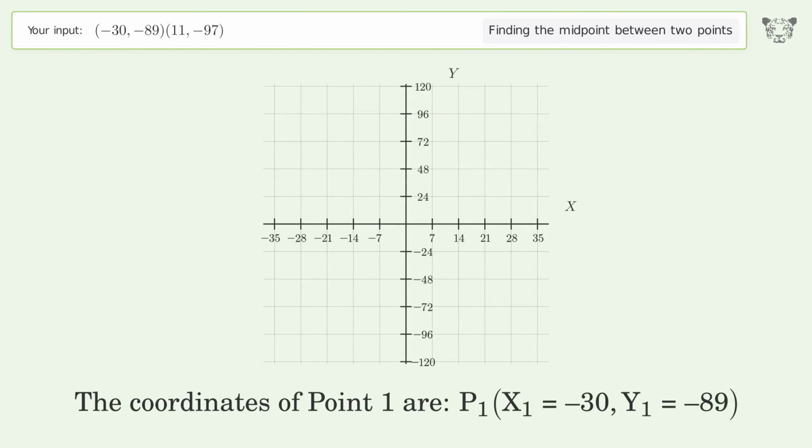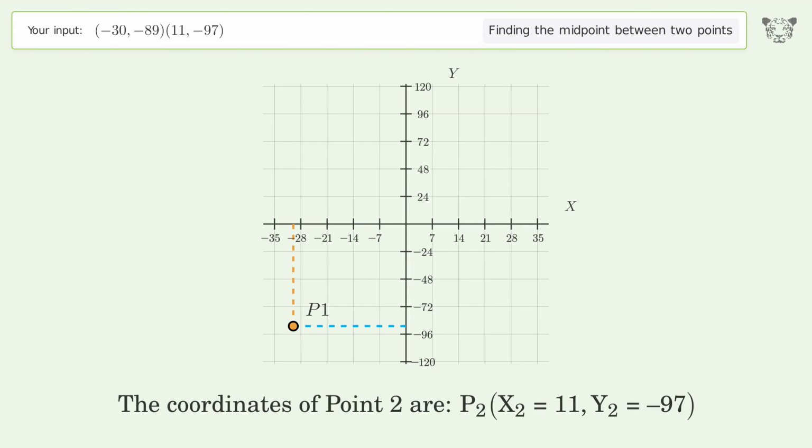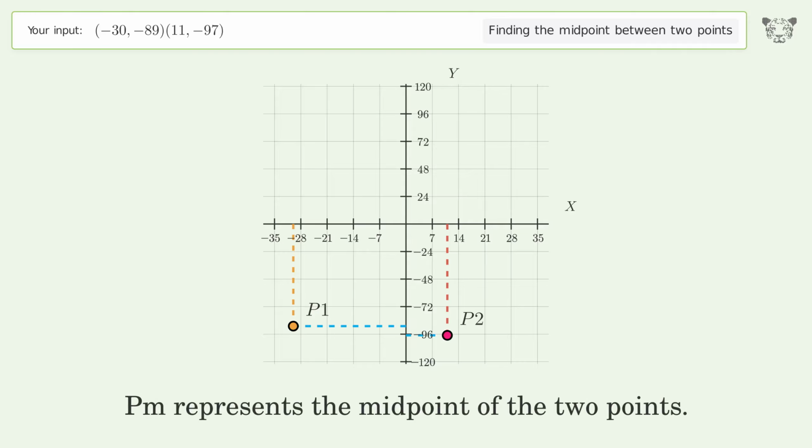The coordinates of point 1 are, x1 equals -30, y1 equals -89. The coordinates of point 2 are, x2 equals 11, y2 equals -97. PM represents the midpoint of the 2 points.